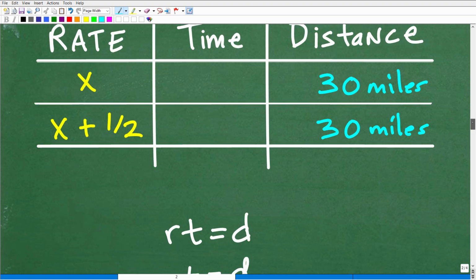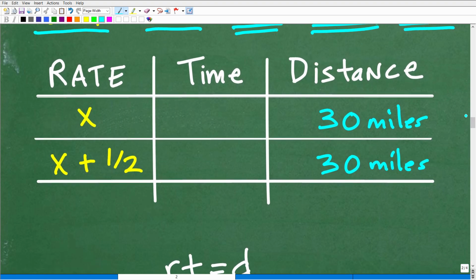Okay, so next we're going to construct a table of values like this. So you can see I have rate, time, and distance, and you want to be thinking rate times time is equal to distance. Now, of course, this is not like a formula like this, but this is what you want to be thinking. And let's start plugging in some information here.